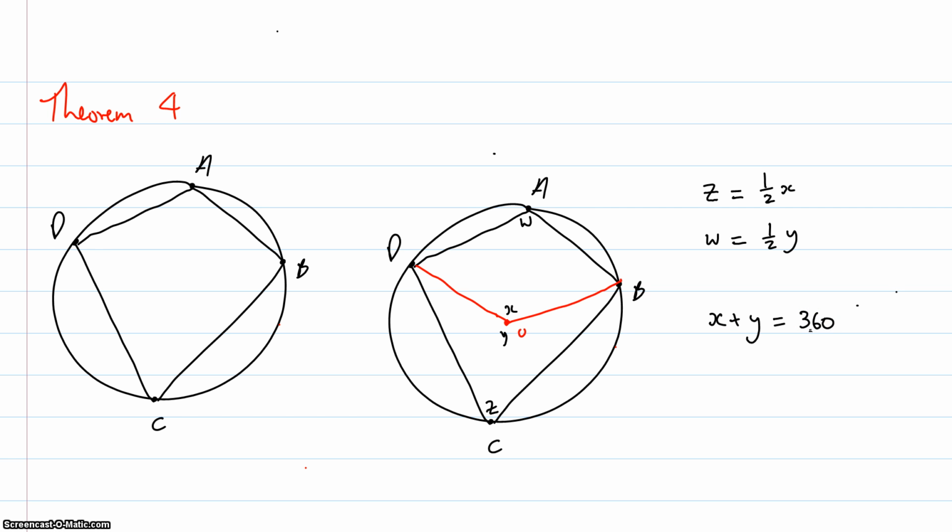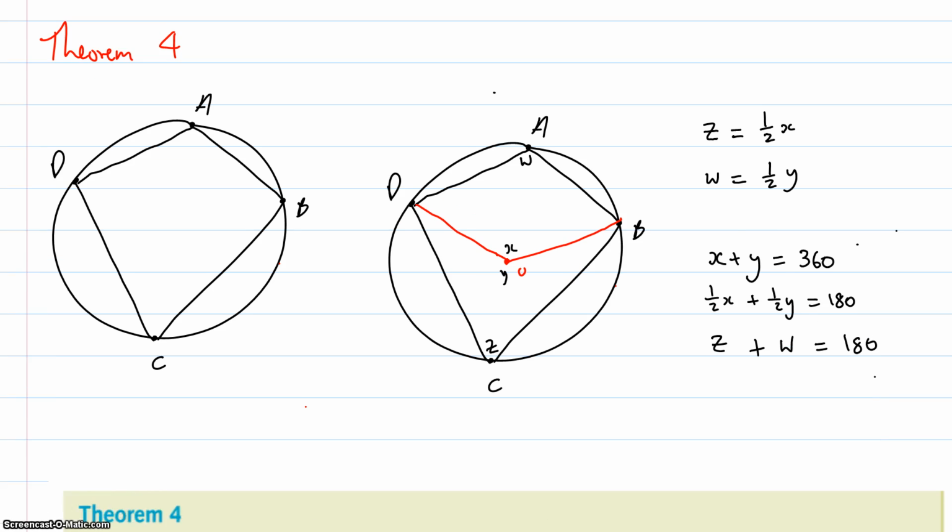Now I'm going to crunch these things together and find out what x and w are. So if z equals a half x and w equals a half y, then a half x plus a half y must equal 180. Just divide everything by 2. So that means that z, which is the same as half x, and w, which is the same as half y, must equal 180. And this is the fourth proof that we're going to look at.